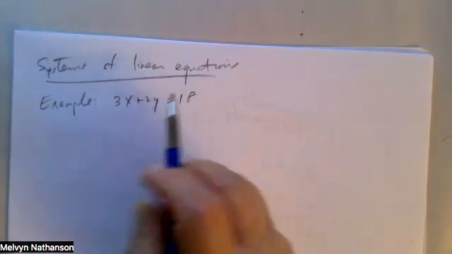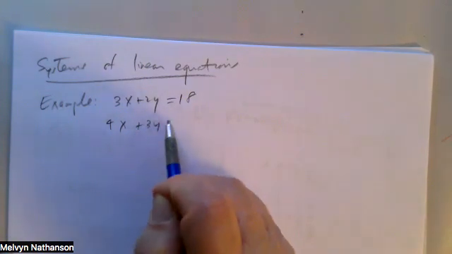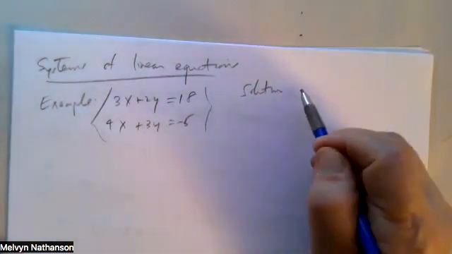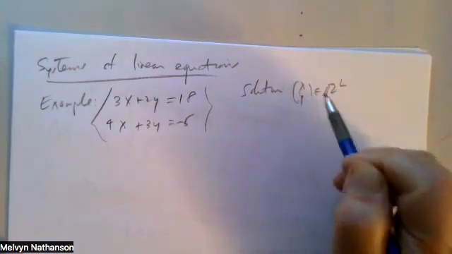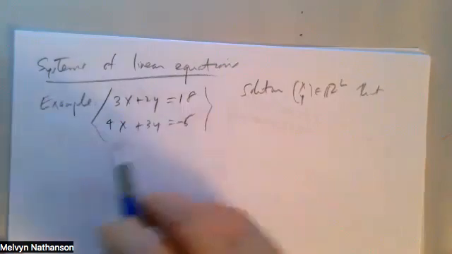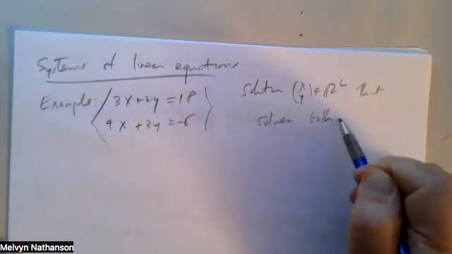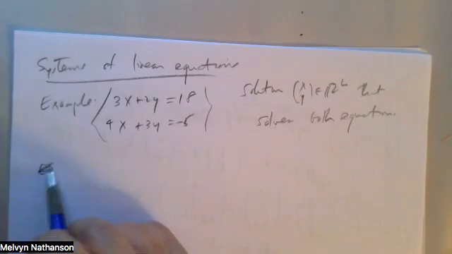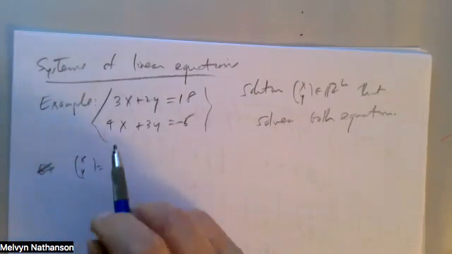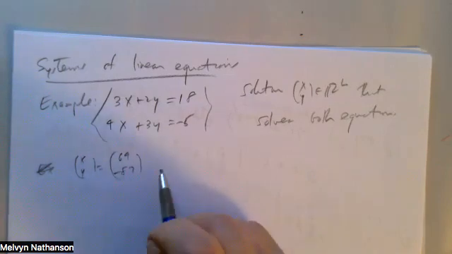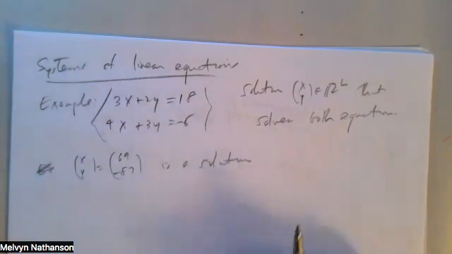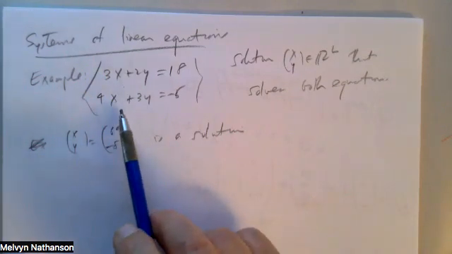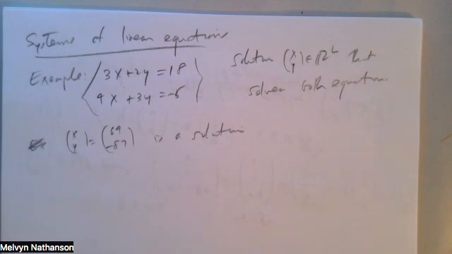3x plus 2y equals 18. 4x plus 3y equals minus 5. So a solution is a vector x, y in R2 that solves both equations. And for example, x, y equals 64, minus 87 is a solution. So if you have a piece of paper in a few minutes, if you let x equal 64 and y equal minus 87, and you plug it in, you should get a solution.